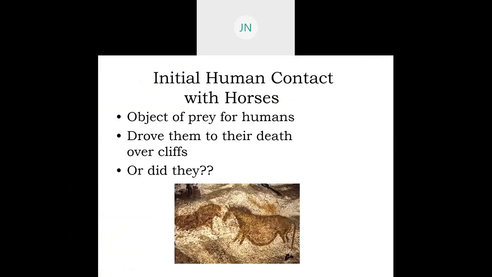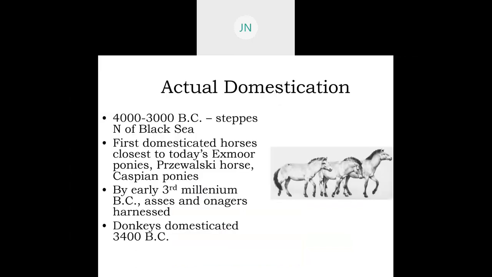Looking at initial human contact with horses, now that we're shifting into our domestication part, horses were originally an object of prey for humans. And it was thought at first that they drove them to their death over cliffs, but some people think that perhaps they corralled them and starved them to death, but that would have taken a while, so I'm not sure about that. One of the things we know is that they were found in a lot of cave paintings.